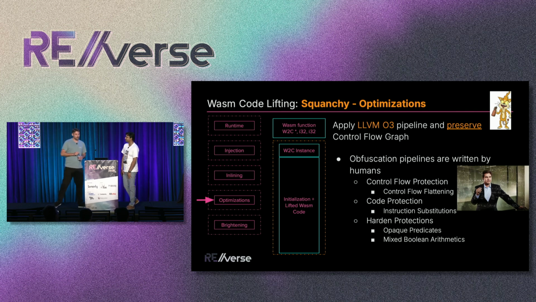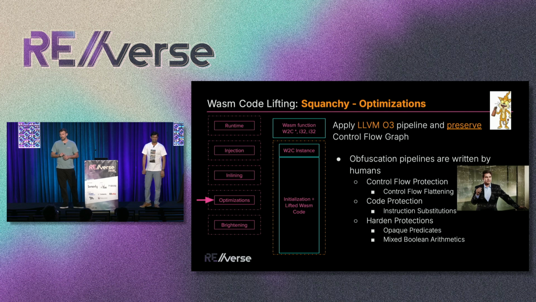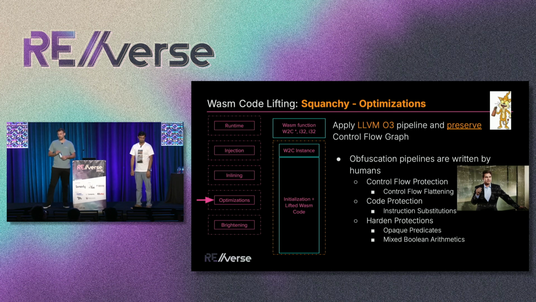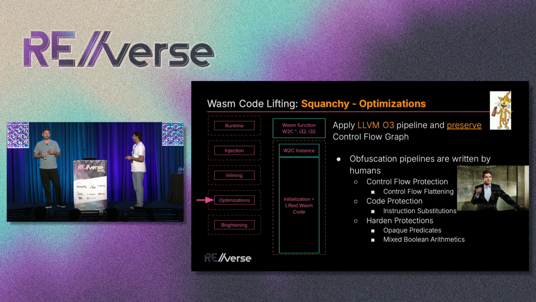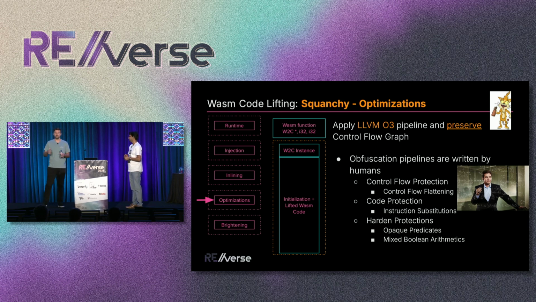Oh yeah, while we were preparing for this talk, we presented this to the board. And there was a question: why do we need to preserve the control flow graph? Yeah, because this is crucial, at least at the beginning. And this is because obfuscation pipelines are written by humans. It's not like you randomly just choose the obfuscations on your code. I mean, you could do this.